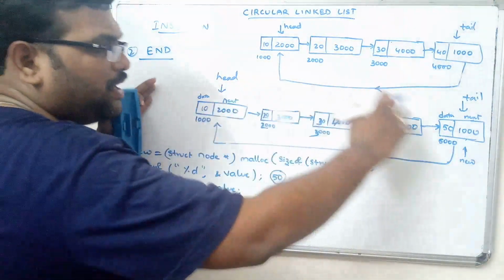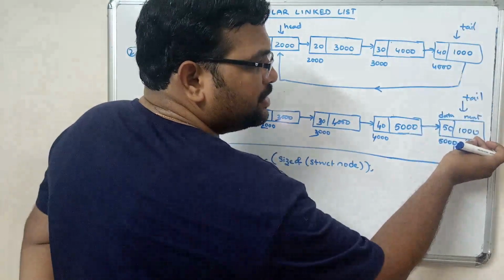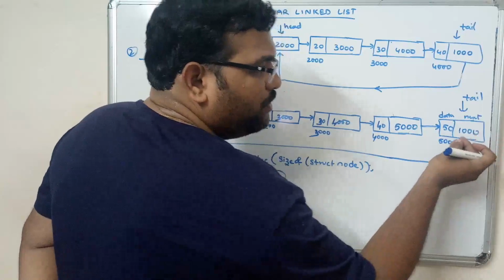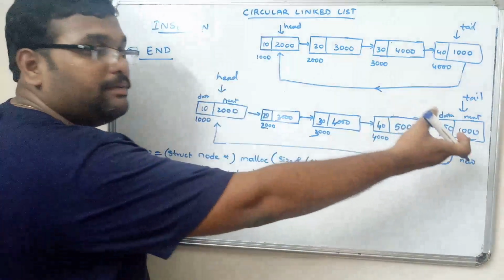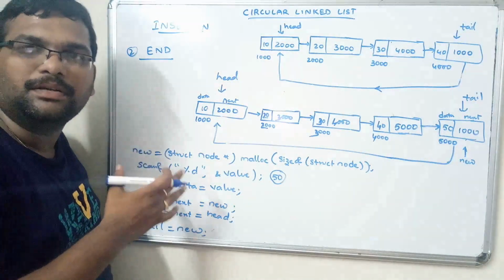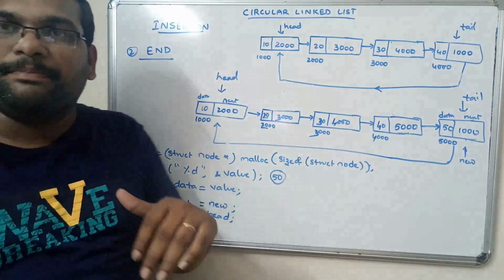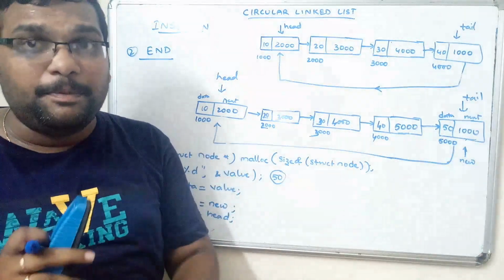Right? Just draw the diagram and finally we know what should be stored in the address field, what should be stored in the data field. Based upon that, just write down the statements. It would be very simple. Right? So this is all about the second case, that means inserting an element at the end position.